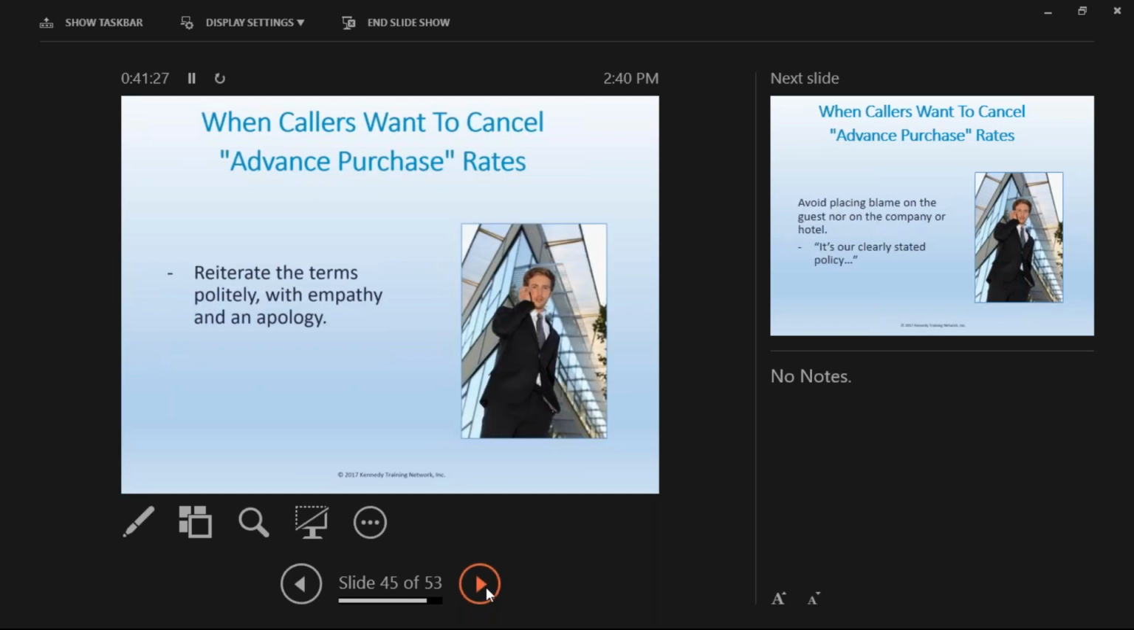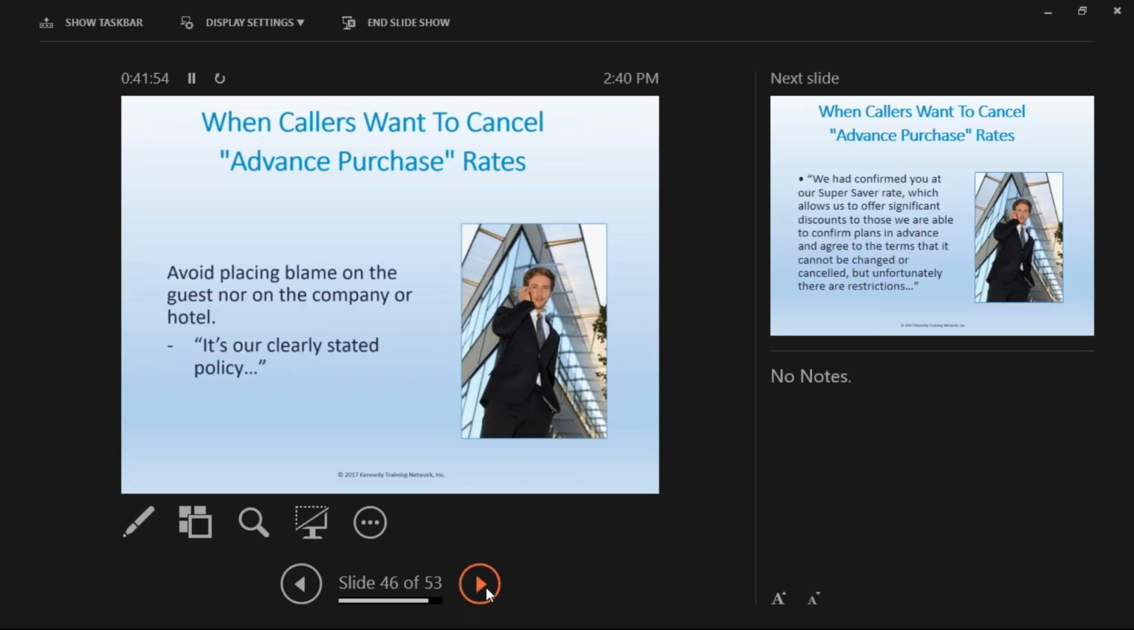Now, oh boy, these are fun. Advanced purchase rates. A couple more tactics for you as we round the corner for our last 5 minutes together. This guy booked the advance purchase non-refundable rate. And the name on the website says advance purchase non-refundable rate. He got his confirmation for his advance purchase non-refundable rate. And what does he do later? He calls to cancel and get a refund, okay?